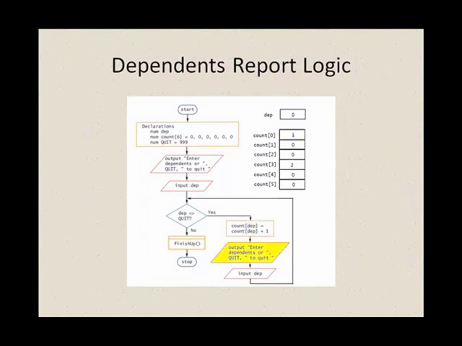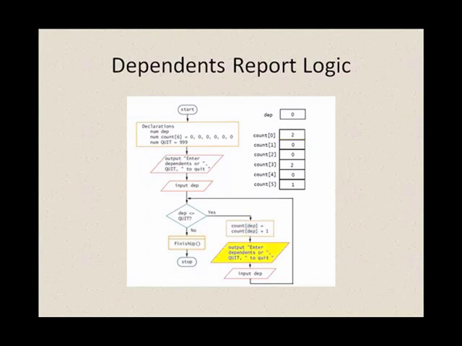Prompt the user again and assume the next input value is 5. This is not the quit value, so you add 1 to count 5. Prompt the user again, and let's just say the next employee record also has 0 dependents. This is not the quit value, so you add another 1 to count 0. Count 0 is now 2. At this point, count 1, count 2, and count 4 haven't had anything added to them yet. But count 0 is 2, count 3 is 2, and count 5 is 1.